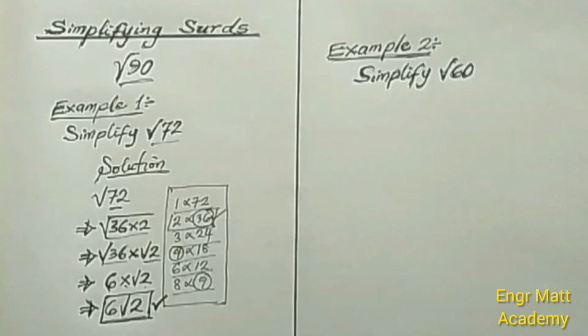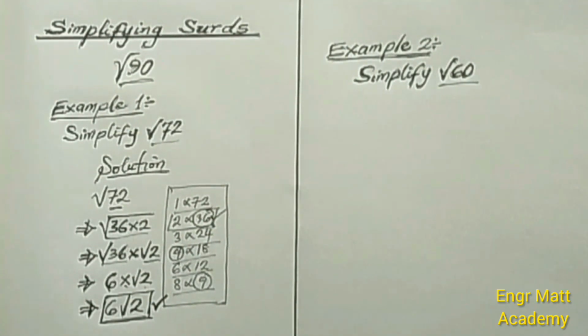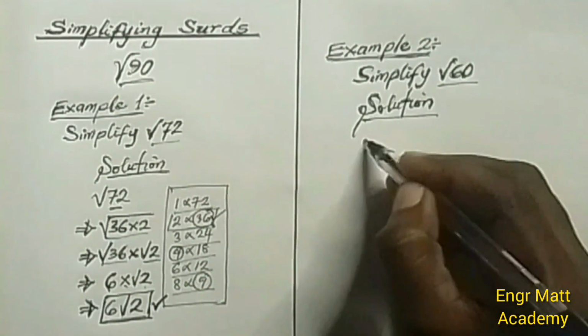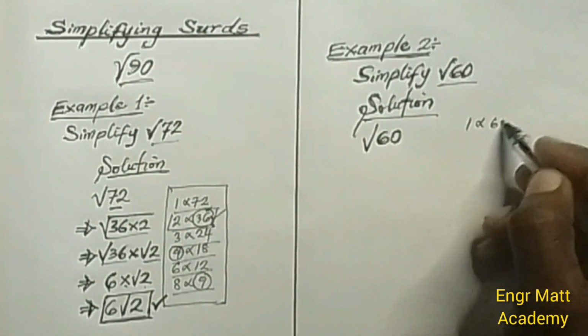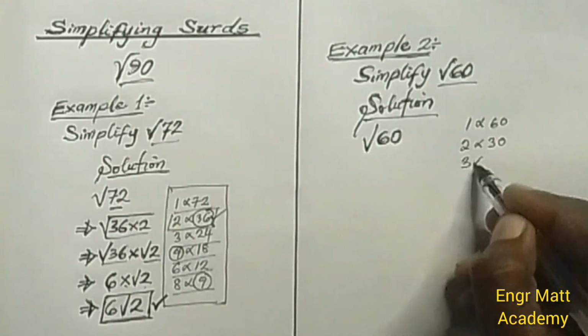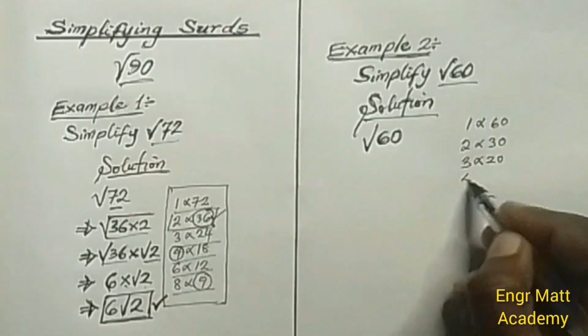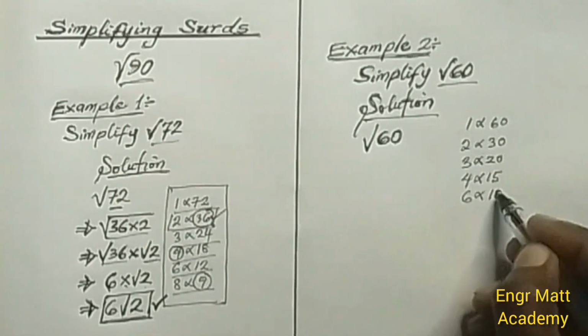This time, we are to simplify root 60. How do we do that? Let's go straight to the solution. The problem once again is root 60. So what do we do first? We split root 60 to 2 of its factors. But what are the factors of 60? We have 1 and 60, 2 and 30, 3 and 20, 4 and 15, 6 and 10, and we still have 5 and 12.